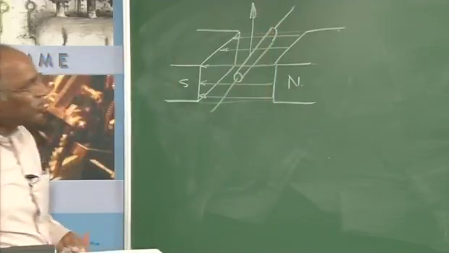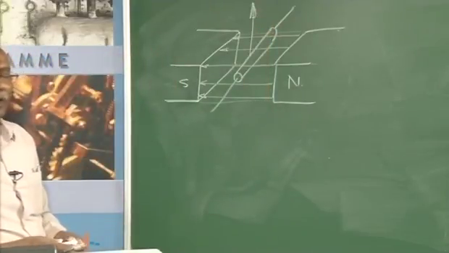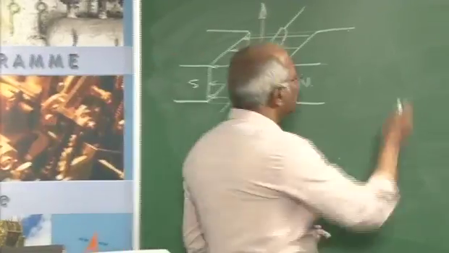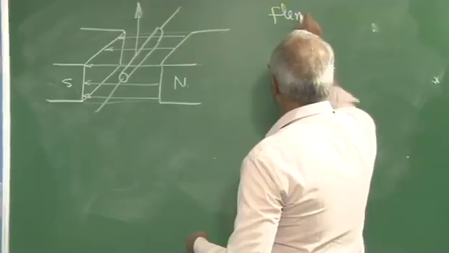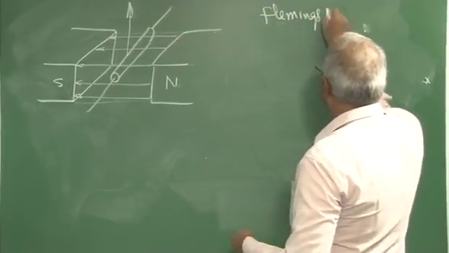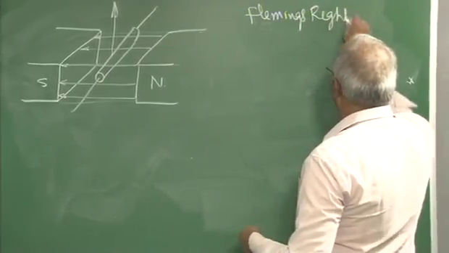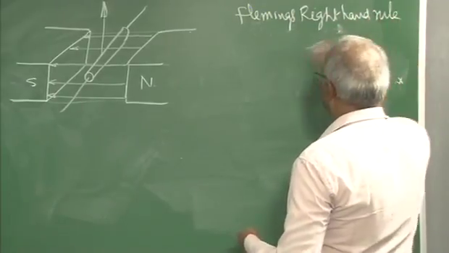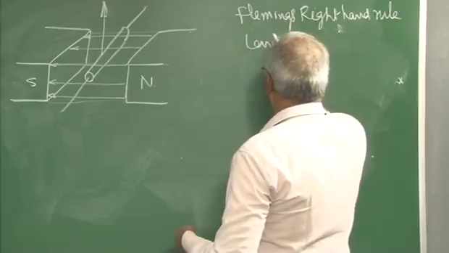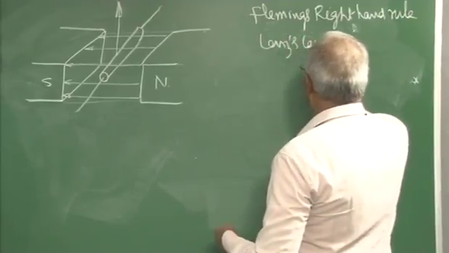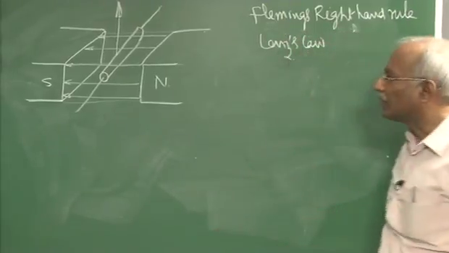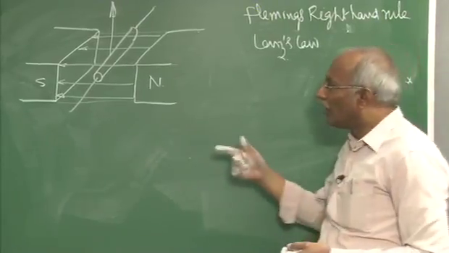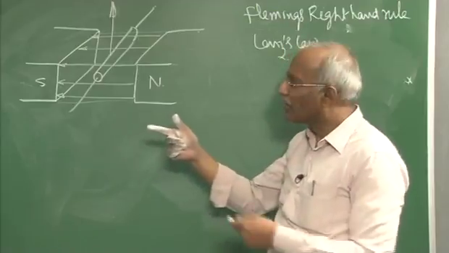When the conductor is moving upward, how to find out the direction of the induced EMF? In that respect, Fleming's right hand rule or Lenz's law can be used to find out the direction of the induced EMF. First, I will go for Fleming's right hand rule. Go for this, the right hand.